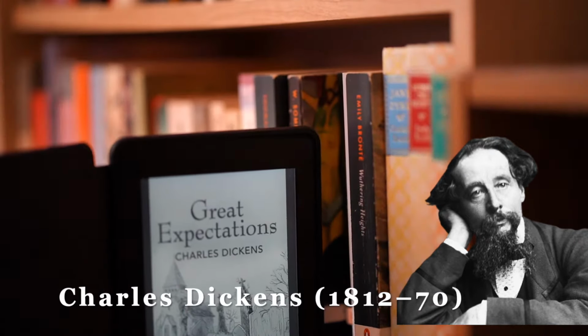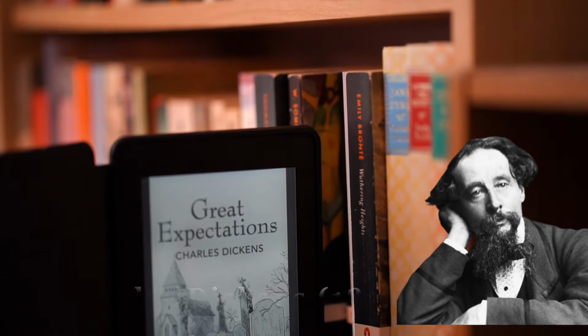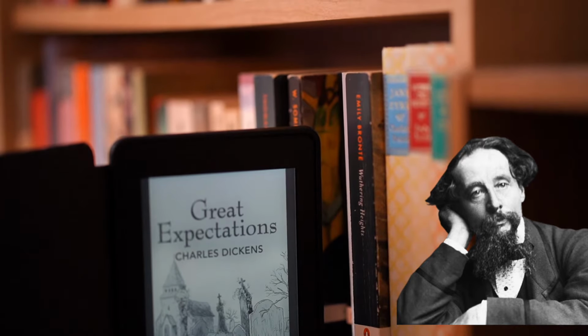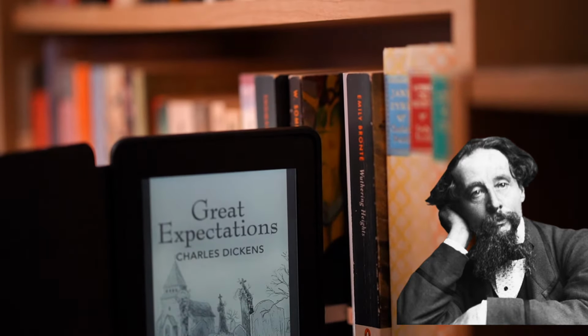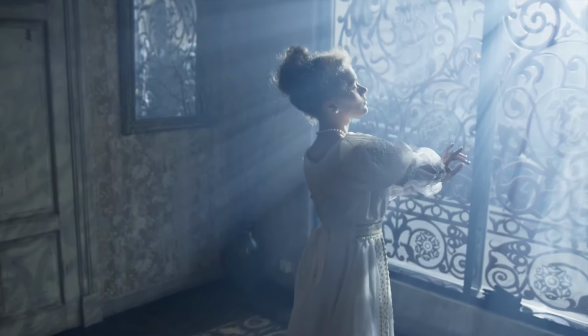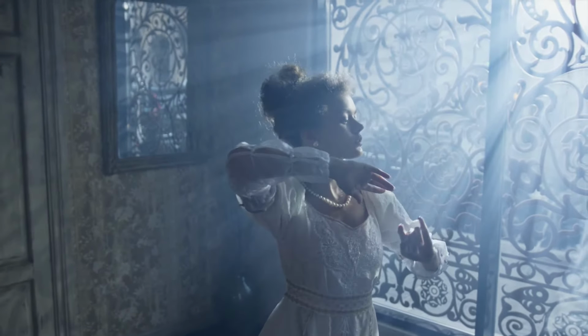It's about Pip, a young orphan boy living with his unmarried sister who treats him very roughly. One day at a graveyard, he meets an escaped convict, and this encounter changes the young boy's life forever. Then there's the old woman, Miss Havisham, who hates men. At her house, Pip falls in love with a girl, Estella, but she's cold, very cold.